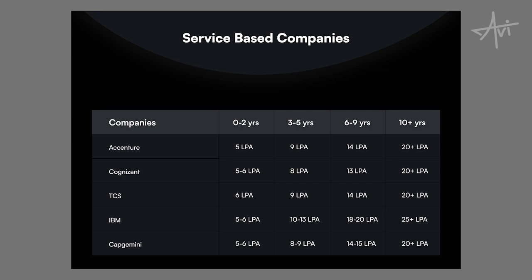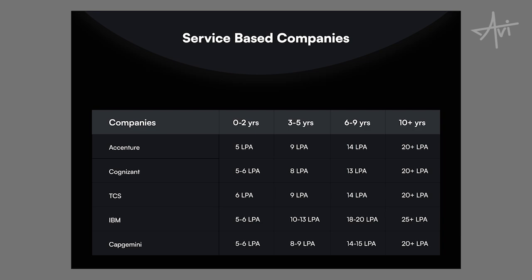So if you see here, we have Accenture, Cognizant, TCS, IBM, and Capgemini. There is not that much difference for 0 to 2 years. Irrespective of the company, we have 5 to 6 lakhs per annum, and it goes on till 20 plus, like for a person who has 10 plus years of experience.